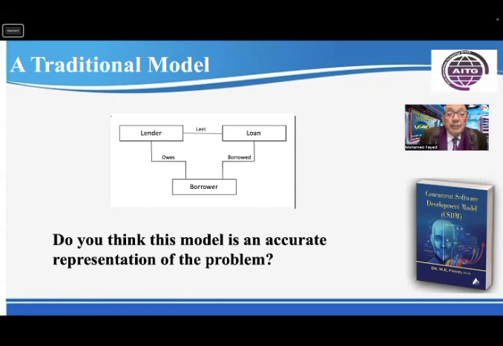And the next relationship is written there: lender lent a loan to borrower, which means the borrower owes the lender this money, by the way. Do you think this model is an accurate representation of the problem? The answer is no. Believe me, that's what we really build in software. I'm going to analyze this for you to see where the problem is.